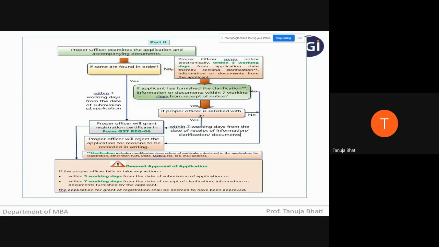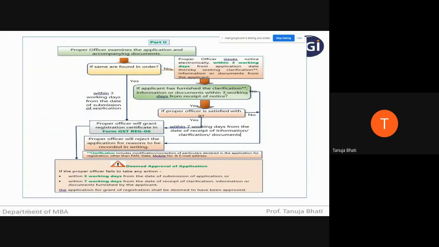Okay. Now, if the applicant has furnished the clarification, information or document within 7 working days from the receipt of notice, and after receiving the clarification, the proper officer is satisfied with it, then within 7 working days from the receipt of clarification, the proper officer will grant the GST registration certificate.